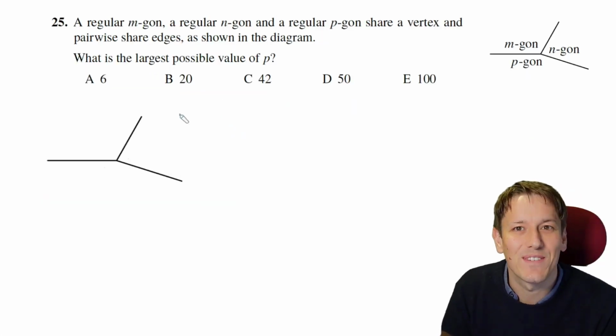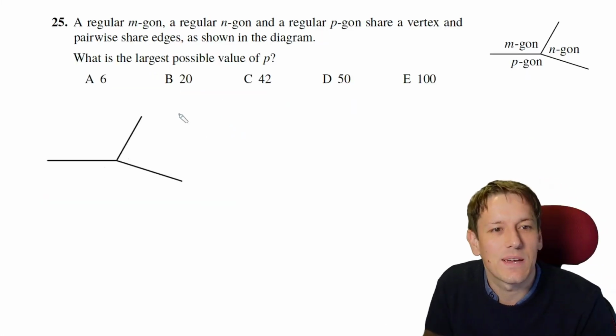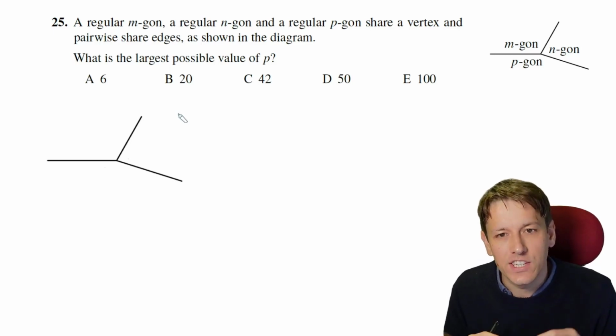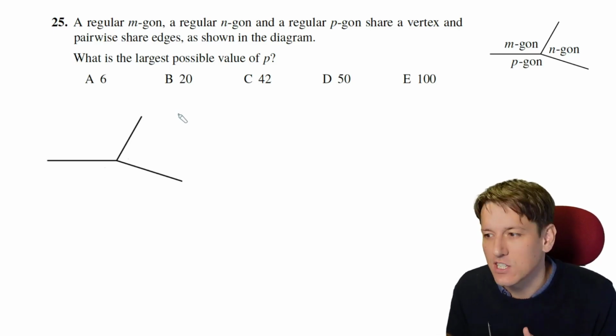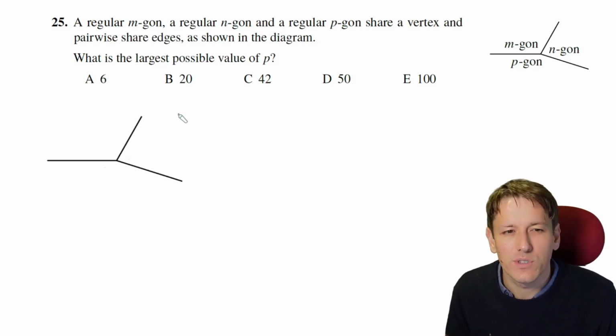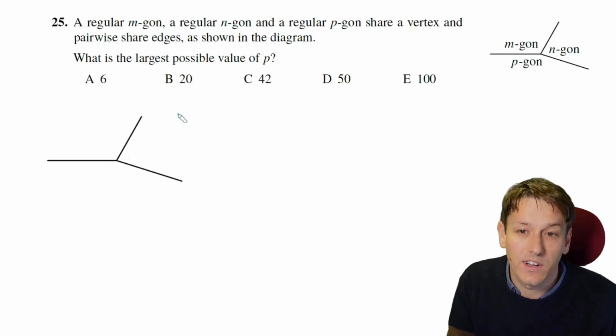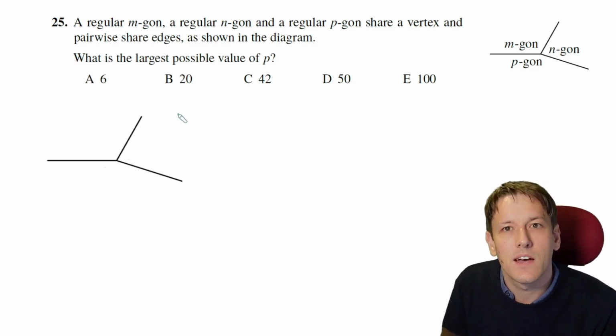So question 25 is always going to be a tough one. This is no exception. And we've got a regular m-gon, a regular n-gon, and a regular p-gon. They share a vertex, and pairwise they share edges, as is shown in the diagram here. I want to know what's the biggest possible value of p here, i.e. what's the largest number of sides that one of these polygons could have.